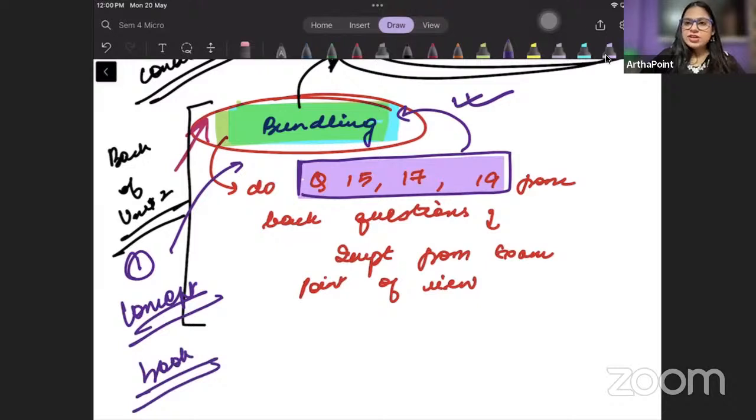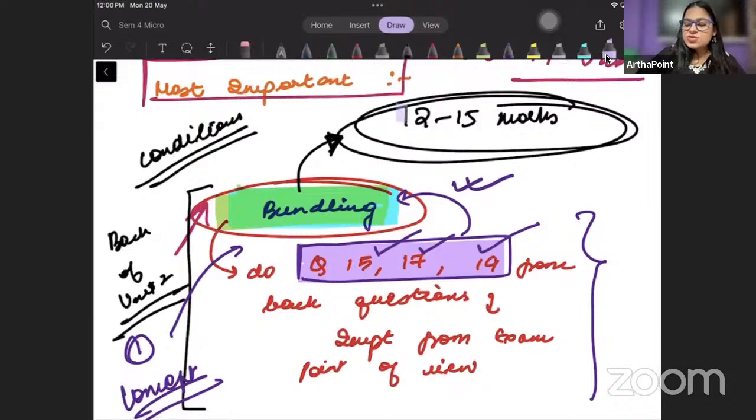So first of all, you will revise the concept of bundling from the lectures or the book. And after revising this topic, all of you will do question number 15, 17 and 19 from the back questions. These are very, very important from exam point of view. अगर ये अच्छे से समझ में आ गए तो हम ये guaranteed हैं कि if this question comes as a single question of 12 to 15 marks, we will be able to get full marks in this question.